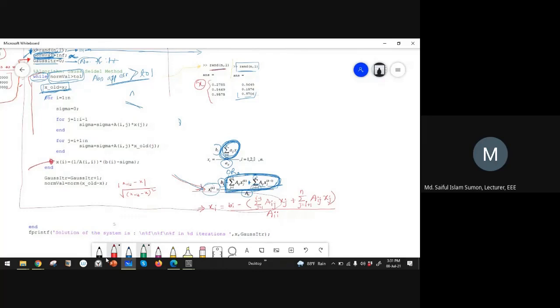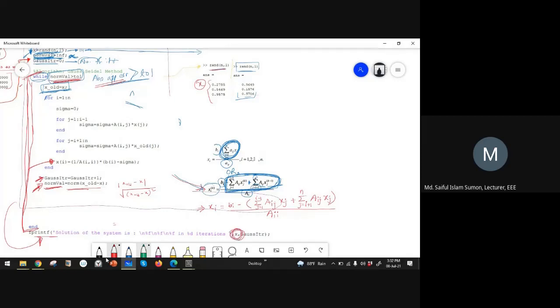Oh sorry, I have made a mistake. The while loop will just continue up to this, because within the while loop I have to increase the iteration number. Also I have to find the norm value, which is actually the absolute approximate error. So these two should be within this loop. Whenever this condition is not fulfilled, that means we have found a solution according to our desire, then we will be out of the loop.